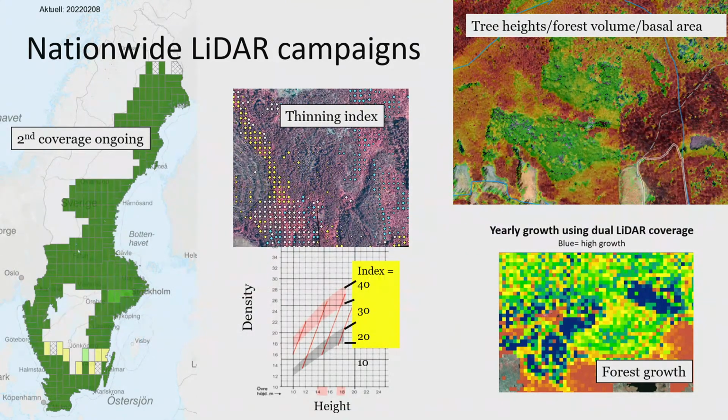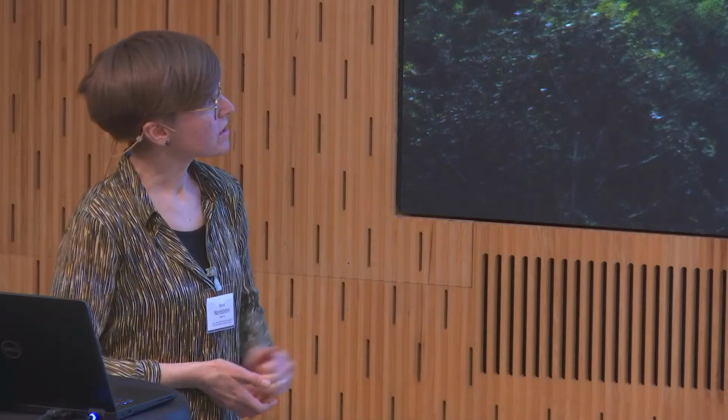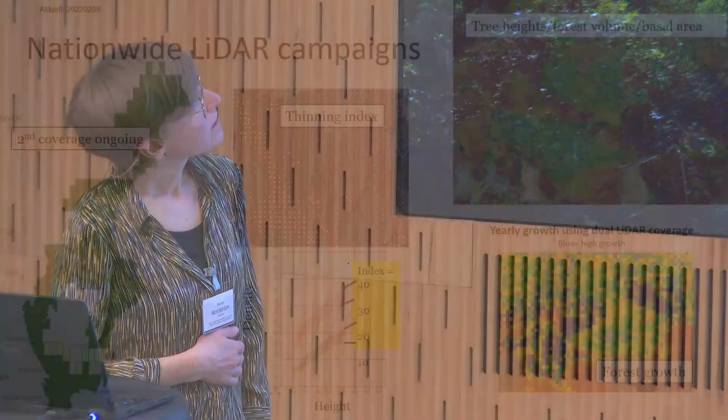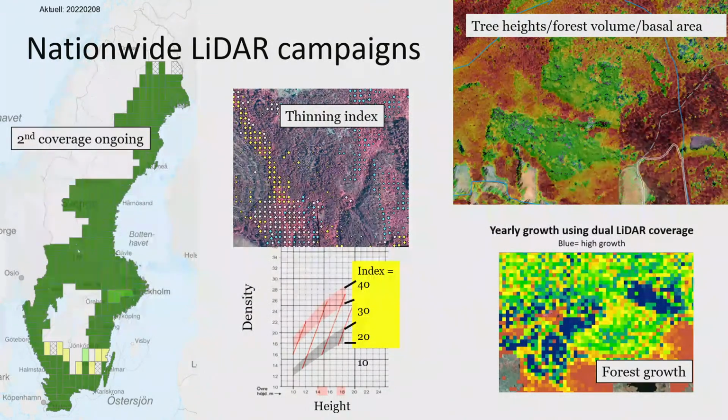And of course, the nationwide LiDAR campaigns are a very important data source. This is the coverage at the beginning of February of the second LiDAR campaign. So this is quite high resolution, and you can use it to describe the forest. Those are just some examples.